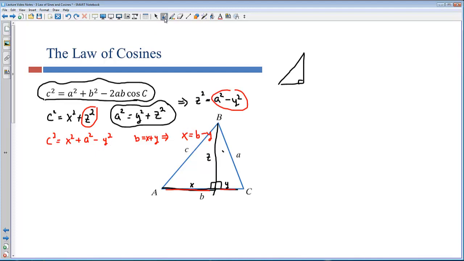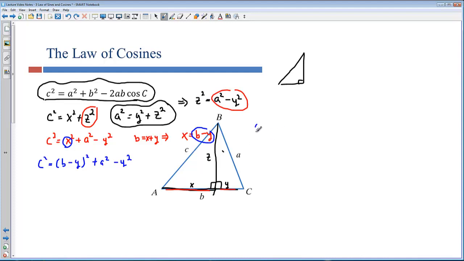So now let's plug in. Here's my x right here, and I'm going to replace that with my b minus y. So I get c squared equal to (b minus y) quantity squared plus a squared minus y squared. And so we're going to multiply this out.